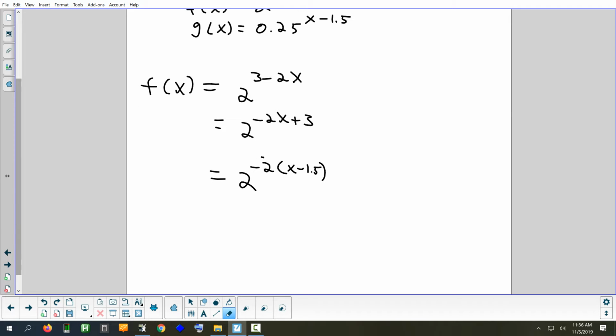Now, what can you do? 2 to the negative 2 means what? 1/4. It means 1 over 2 squared. I'm just simplifying that part because what I basically have here is I'm multiplying two things together. The only way I could multiply these together, maybe it's better to think of it this way. What's the rule for when you multiply two exponents?